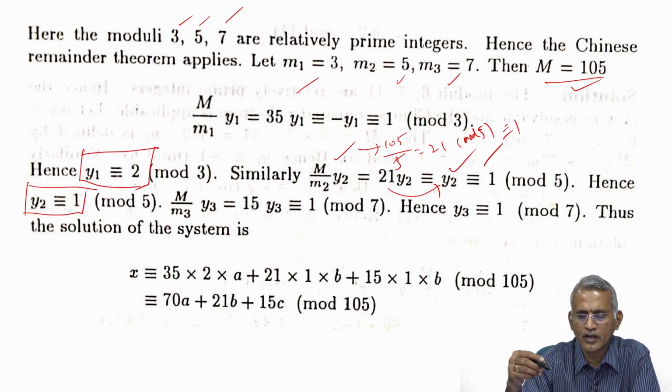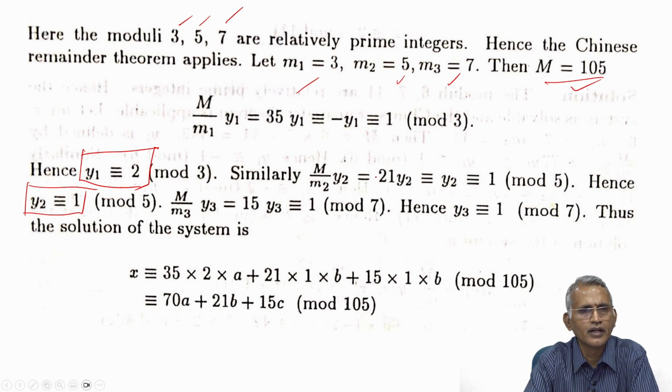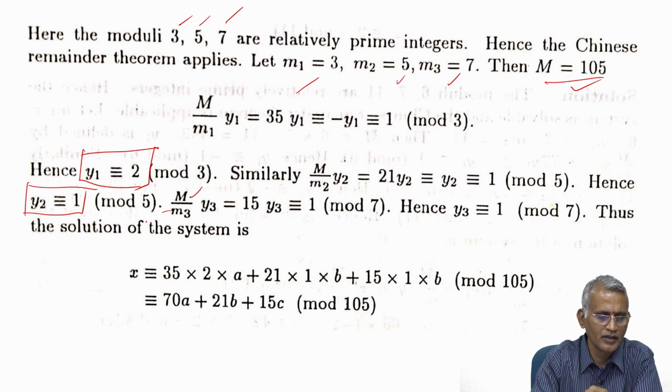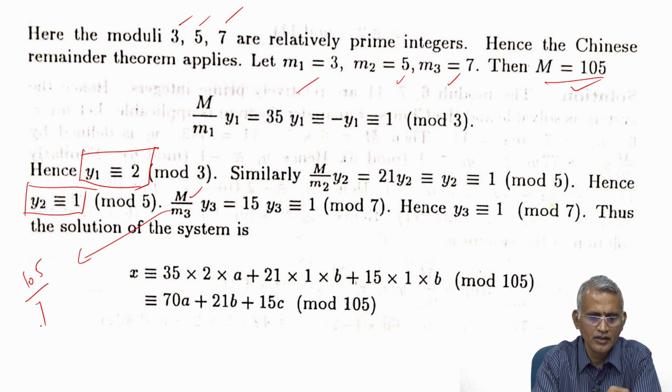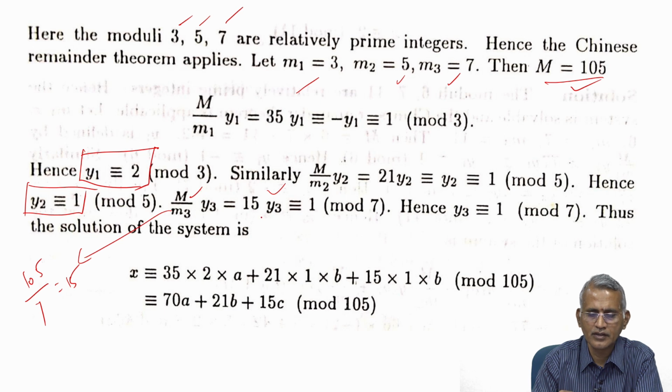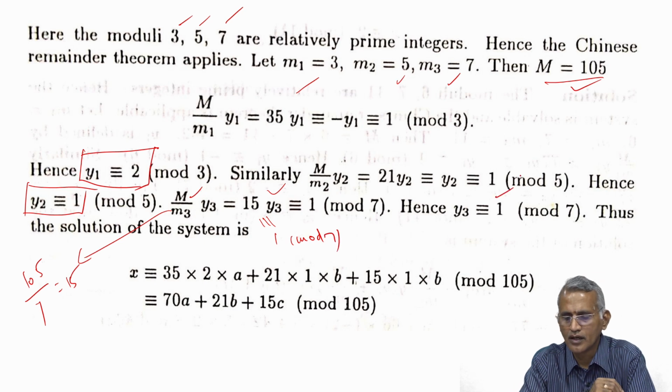Now, we go to the third part, capital M by M3 into y3. So, what is capital M? Here 105 by M3, which is 7, is equal to 15. So, 15 y3 is identically equal to 1 under modulo 7. Therefore, 15 is identically equal to 1 under modulo 7, and therefore y3 is identically equal to 1 under modulo 7.